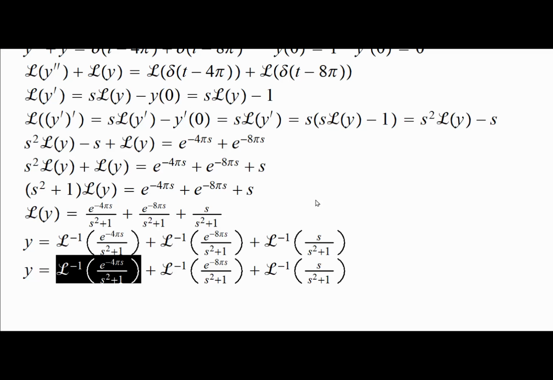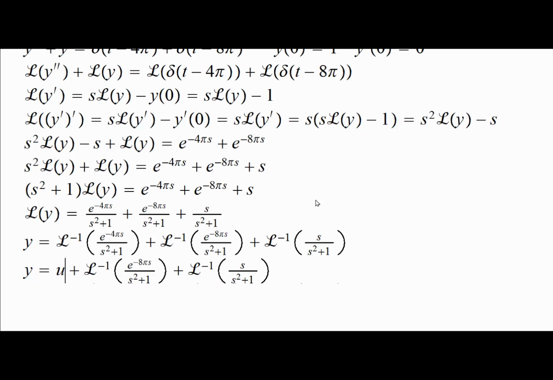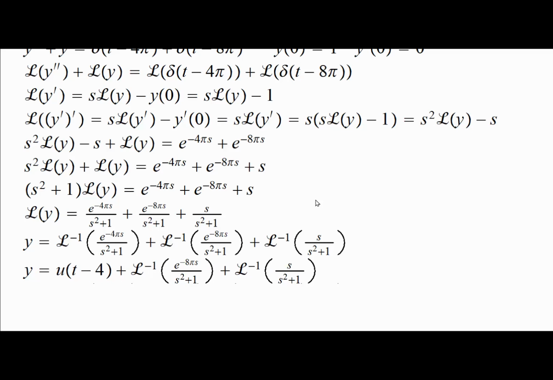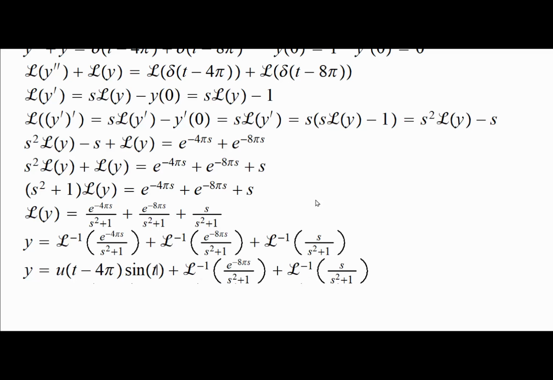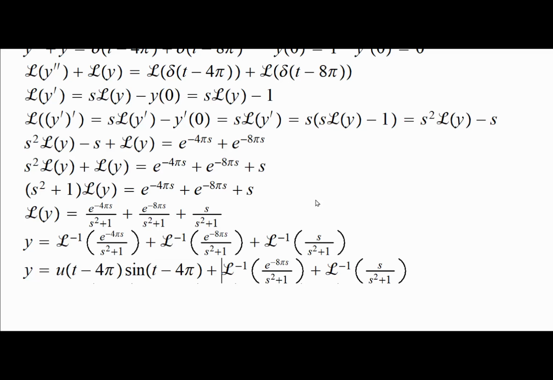So what we just saw on the other screen was this: this will be u of t minus 4 pi, and then sine of t minus 4 pi, and the same for t minus 8 pi, and this will simply be cosine of t. Okay, and this is y of t.